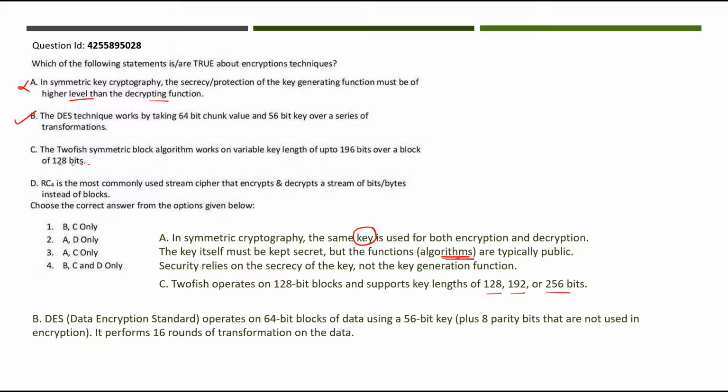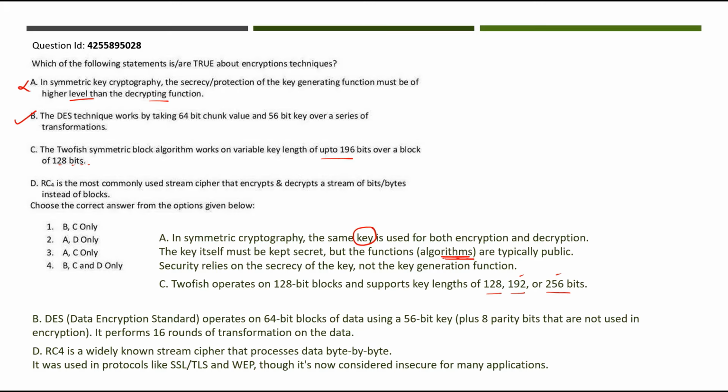They have given up to 196. But 192 is supported as well as 256 is also supported. So let's have a check here. What about D? RC4 is the most commonly used stream cipher that encrypts and decrypts a stream of bits or bytes instead of blocks. RC4 is a widely known stream cipher that processes data byte by byte. This is what is given as stream of bits or bytes. This is fine. It was used in protocols like SSL, TLS and WEP, though it's now considered insecure for many applications. We are not worried about whether it is used today or not. So definitely D is also right.